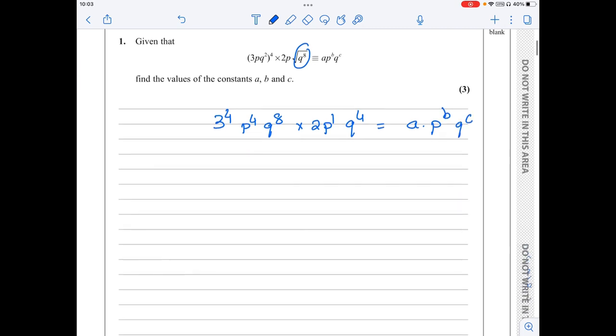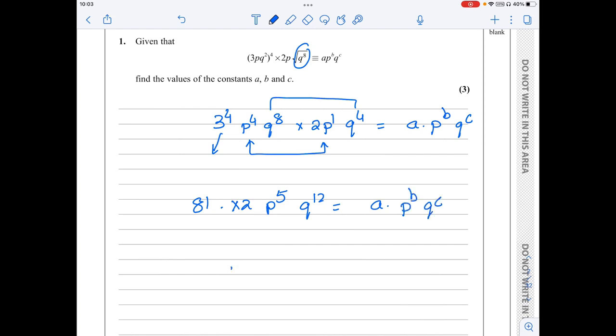So now take the constants: 3 power 4 is 81, times 2. Then p power 4 times p power 1 is nothing but p power 5. Q power 8 times q power 4 is q power 12, equals A times p power B q power C.